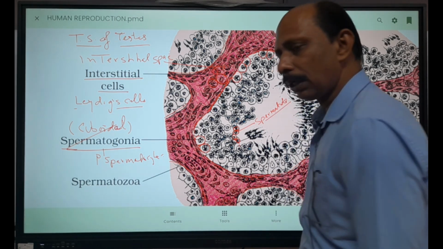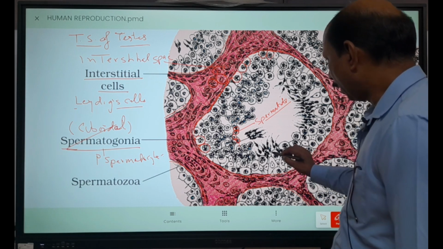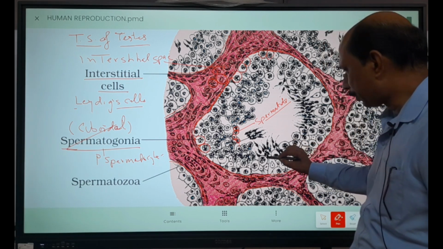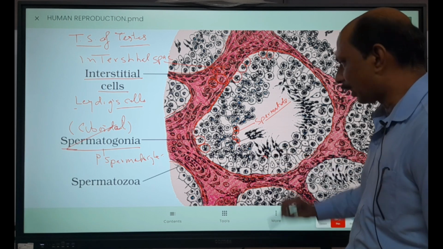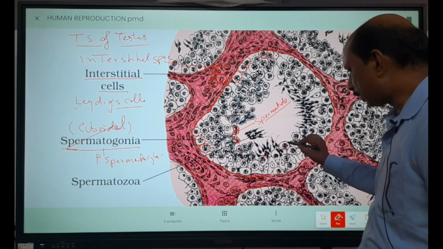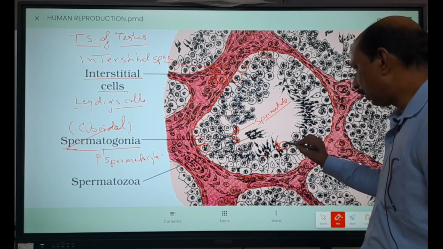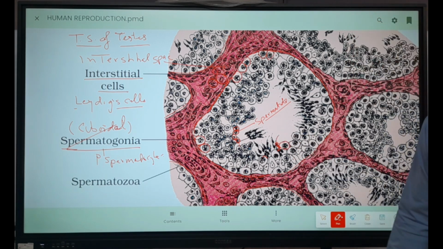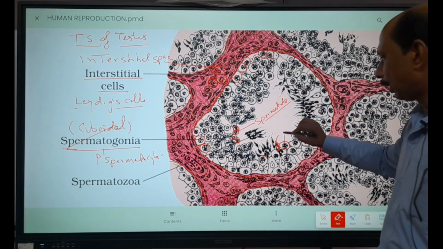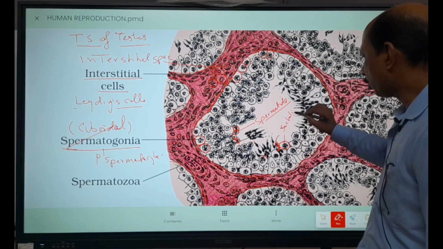They are circular or oval structures, right? And look here, in some places we can see these spermatids attached to some cells. Sperms are attached to this cell, this sperm, this sperm. These cells are called nurse cells, sustentacular cells, or Sertoli cells. What is the function of the Sertoli cell?